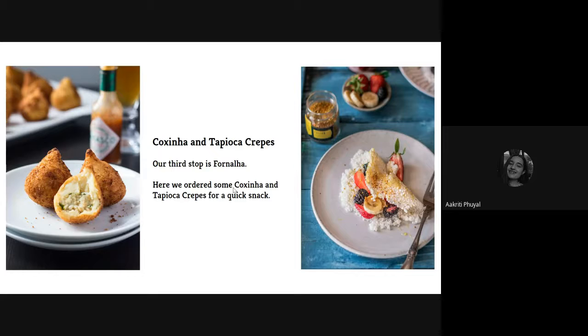Basically, I'm a person who avoids fried food or trans fat, but the cuisine at that place was amazing and I couldn't resist it. We got to know about coxinha, which is made with chicken broth, flour, and sometimes potatoes. Coxinha is made with chicken thigh, which its traditional shape is meant to resemble.